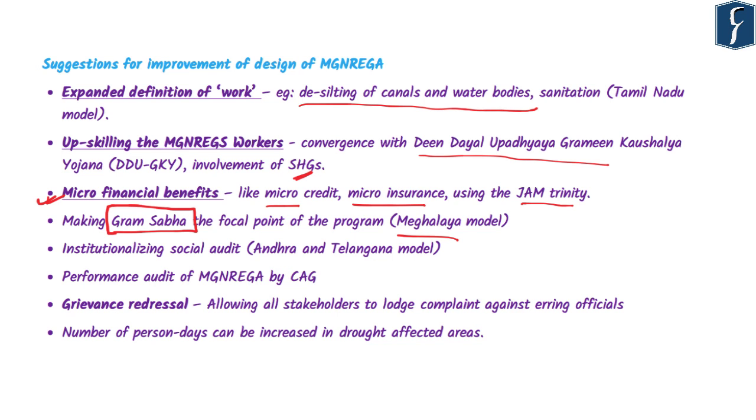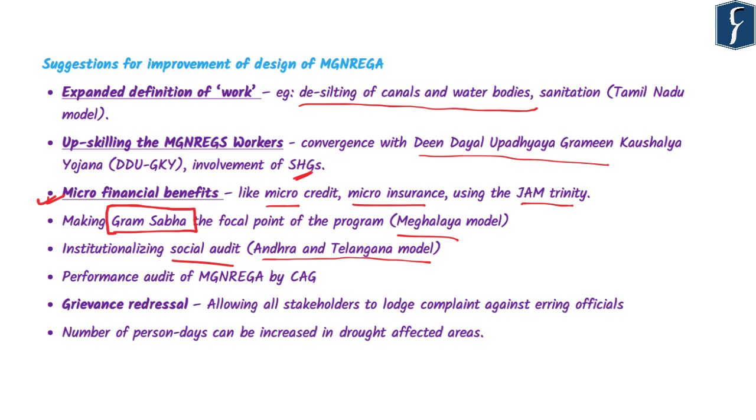As we saw previously in the features of the scheme, social audit is mandatory for the scheme. But most of the states have not institutionalized it, and social audit does not happen regularly. But the Andhra Pradesh and Telangana governments have made special provisions for social audit beyond what has been mentioned in the legislation. And hence, this becomes another important recommendation for the improvement of the scheme.